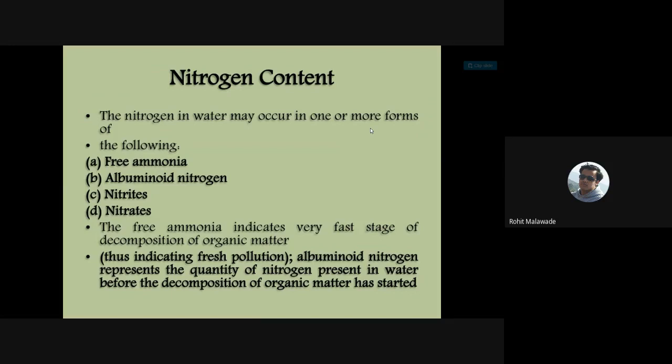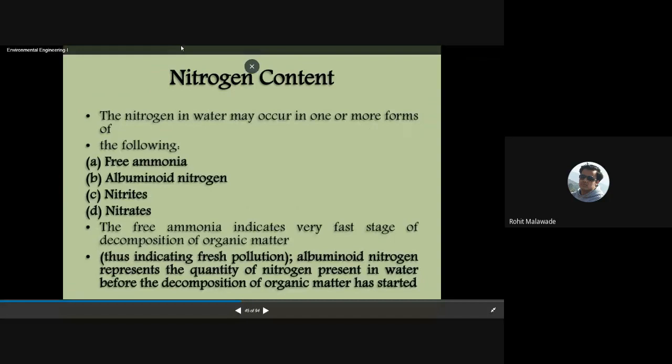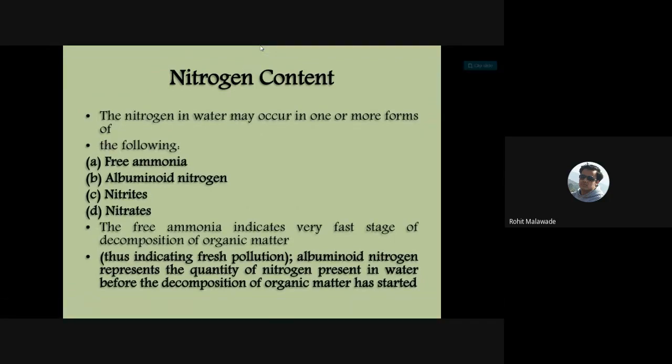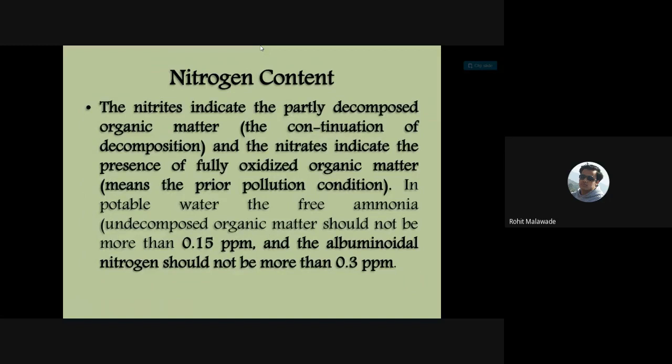Now, why does nitrogen content come into water? It is due to the decomposition of organic matter. If decomposition of organic matter takes place in the water, then we are going to have nitrogen content in the water. Nitrites indicate partly decomposed organic matter, and nitrates indicate the presence of fully oxidized organic matter, prior to the pollution.